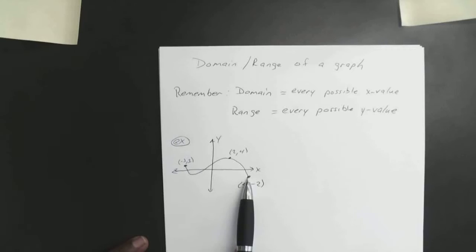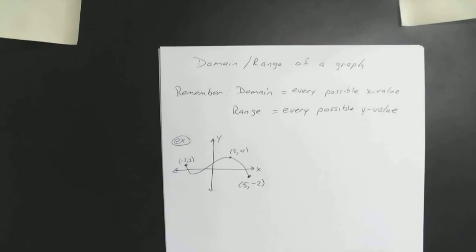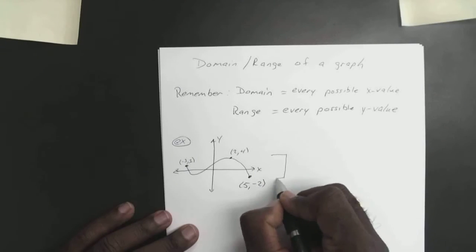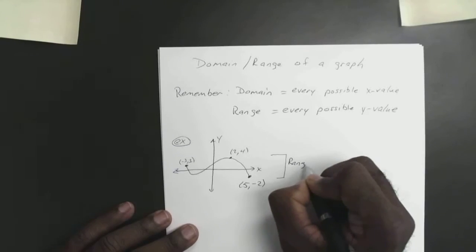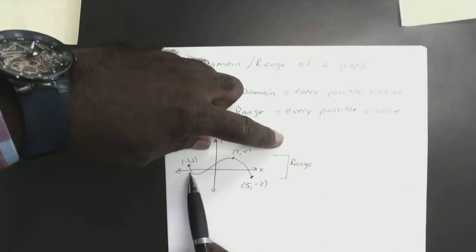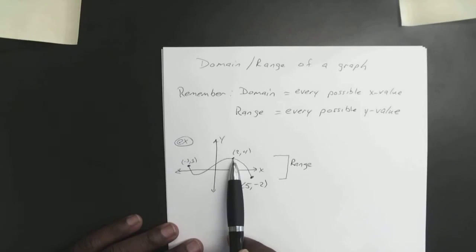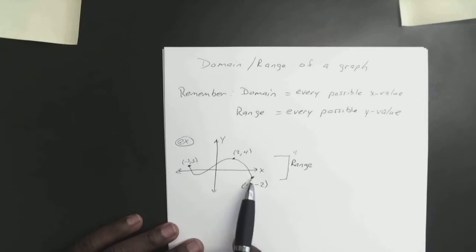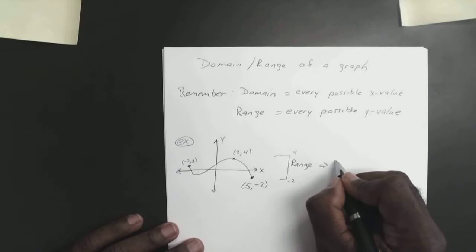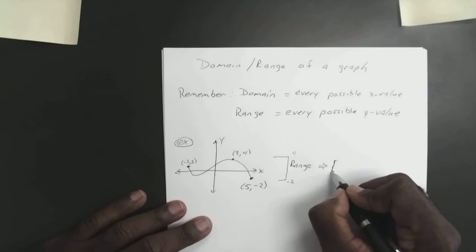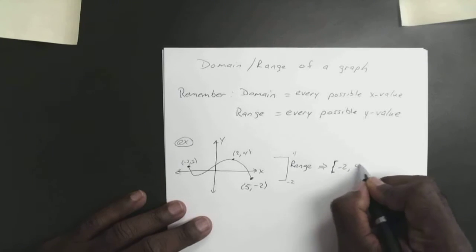Now, if you notice on this one, you have the closed circles at the end, which means those values are included. So your range is just the highest to the lowest. Just between those 2 points are your possible y values. We know the highest point on this graph is 4, and the lowest point is -2. So your range is going to be from -2 to 4, and it should have been a bracket because of the closed circles.